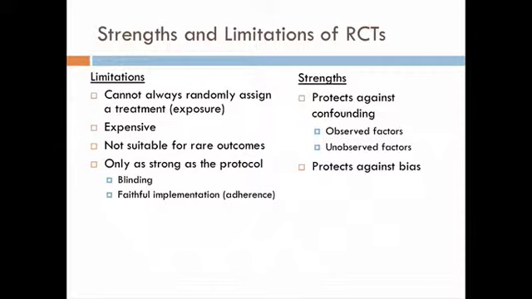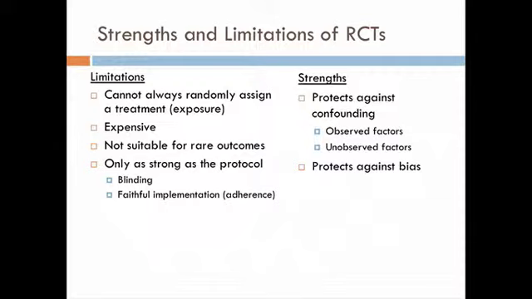Limitations are that we can't always randomly assign a treatment or an exposure, as I was just saying. They're often expensive and difficult. They're not suitable for rare outcomes. So again, if you think about why we don't do cohort studies, actually, let's just take a step back. Maybe I'm confusing you. Cohort studies and RCTs are very similar, right? The difference is we are either recruiting people based on their exposure status, or we're assigning exposure. But in both cases, we're then watching for outcomes to occur. So that's how RCTs and cohorts are similar.